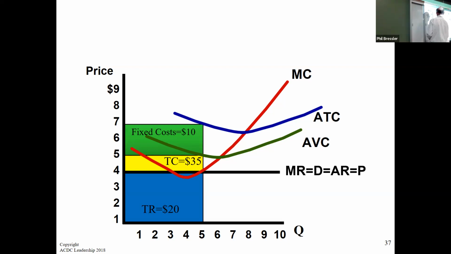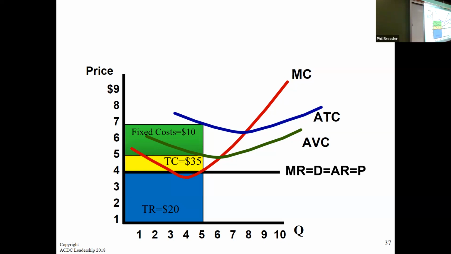Now, say the price was here, and MC intersected here. I would stay in business even though I'm losing money, because look how much of the green box I'm covering. Even though I'm losing like $3, if I closed, I'd lose 10. So it'd be better to stay in business than to shut down.